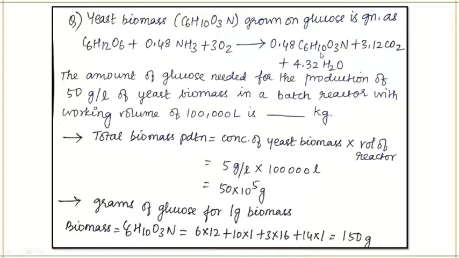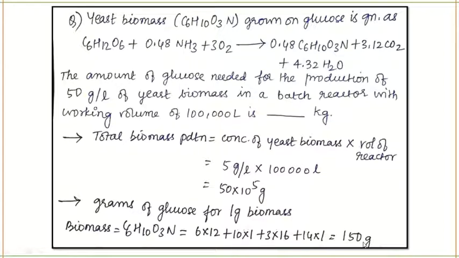What is moles? Moles is equal to weight by molecular weight. So if you want to find weight, simply cross multiply: mole into molecular weight, you will get your weight. Here biomass is given. So carbon is 6 into its molecular weight 12, plus hydrogen is 10 into 1, oxygen molecular weight is 16 into 3, nitrogen molecular weight is 14 into 1. So totally 150 grams. So biomass from this formula is 150 grams.